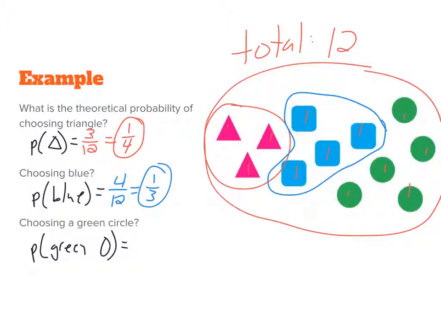And for the last one, a green circle. If you count how many green circles we have, they're all right here. And there's 5 of them. So the 5 goes on top over the total of 12, and I can't simplify that down, so the probability of a green circle is 5 over 12.